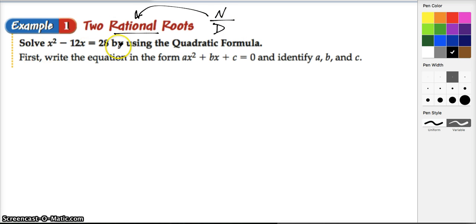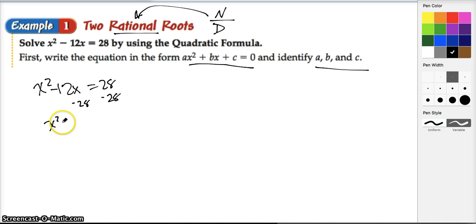We're going to solve this one using the quadratic formula. The first hint is that we should write the equation in this form and then identify a, b, and c. So we have x squared minus 12x equals 28. To put it in the correct form, this 28 comes over; I'm subtracting 28 on both sides. What I end up with is x squared minus 12x minus 28 equals 0.